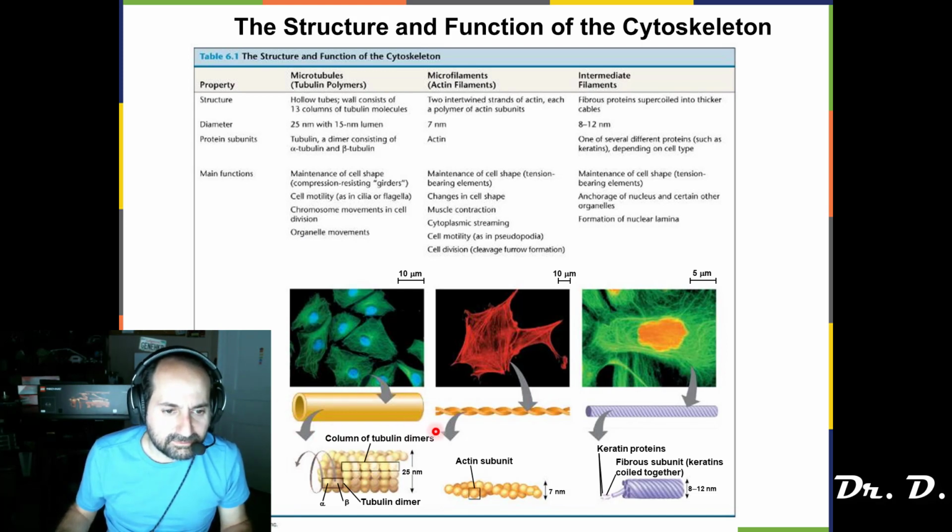Microtubules look like this. They are the thickest of the cytoskeletal components. They look like hollow straws or hollow tubes. They are made of alpha and beta tubulin, several of them, right? Thousands of them. And they are involved in these processes here.